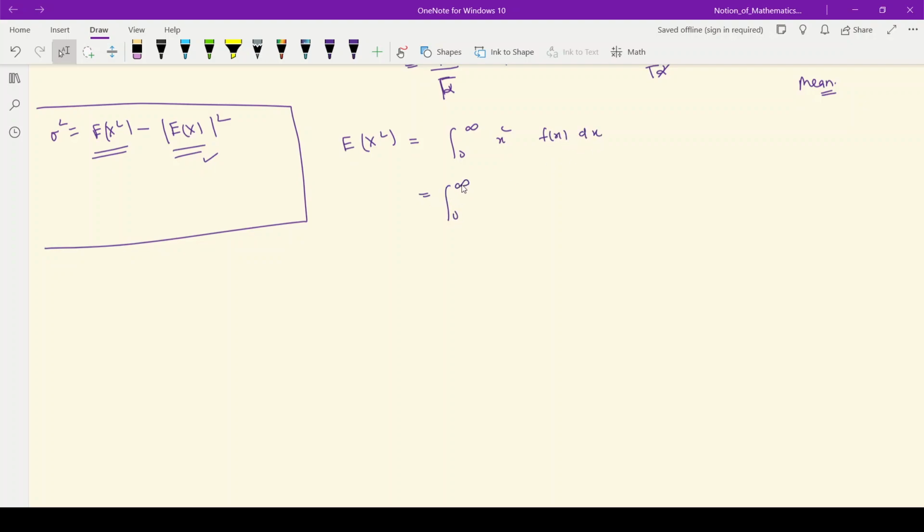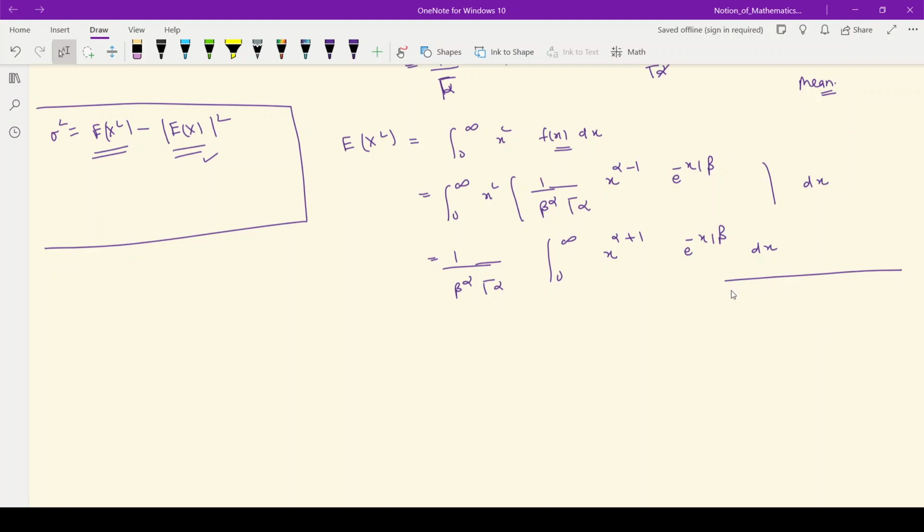So it would be the integral from 0 to infinity of x square into the associated probability density function. The PDF for the gamma distribution is equal to 1 upon beta power alpha into gamma alpha, x to the power alpha minus 1, e to the power minus x upon beta, dx. Or it is 1 upon beta power alpha into gamma alpha, integral from 0 to infinity of x to the power alpha plus 1 into e to the power minus x upon beta dx.